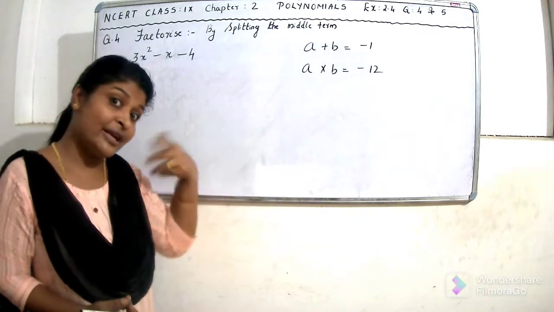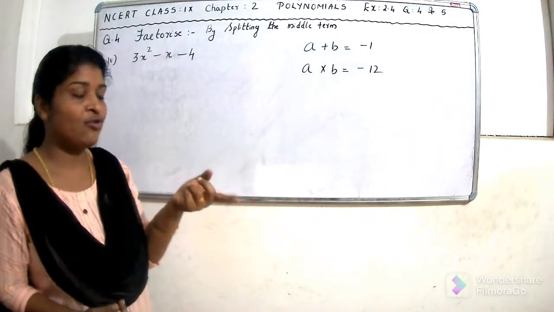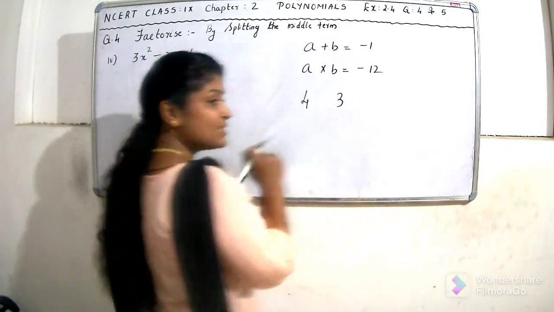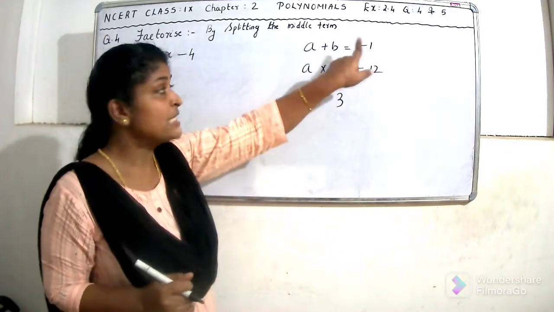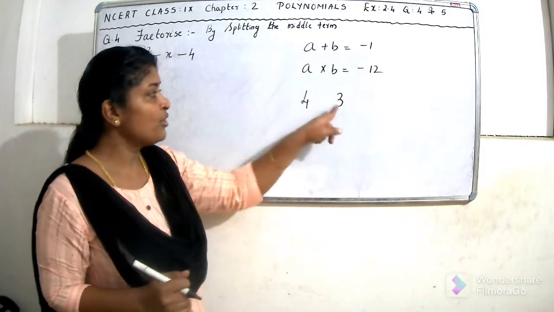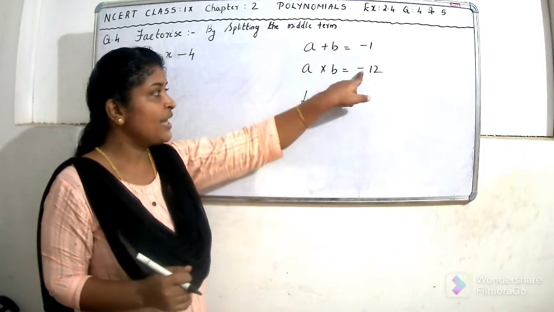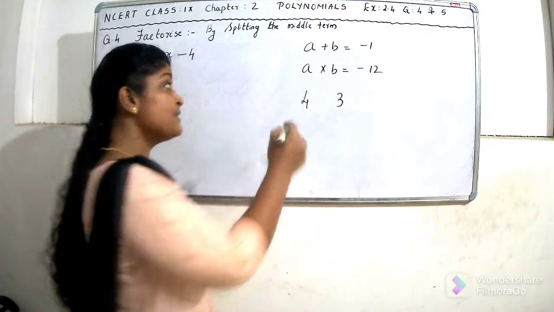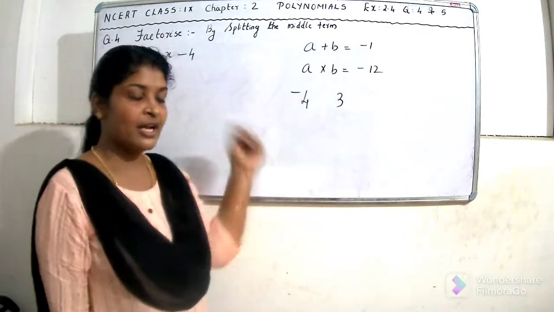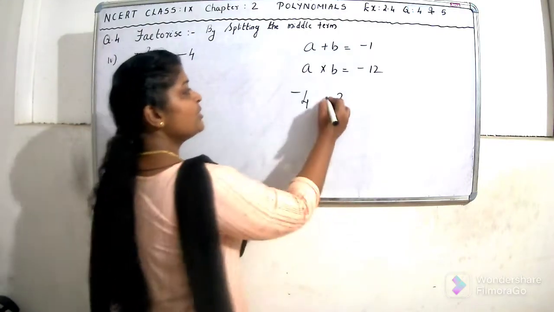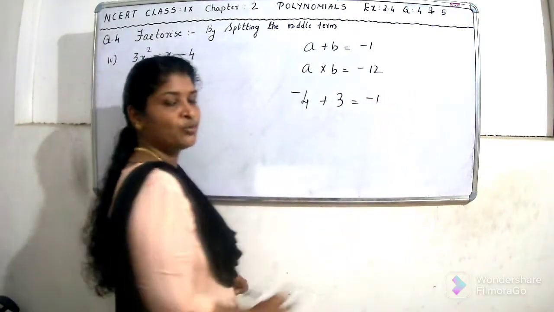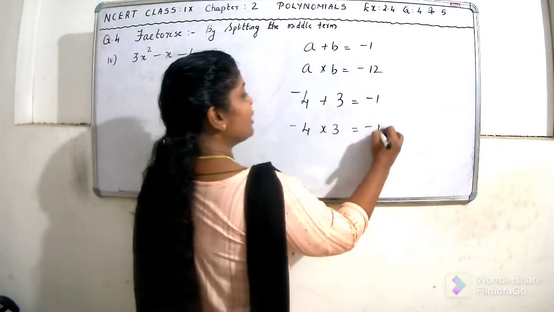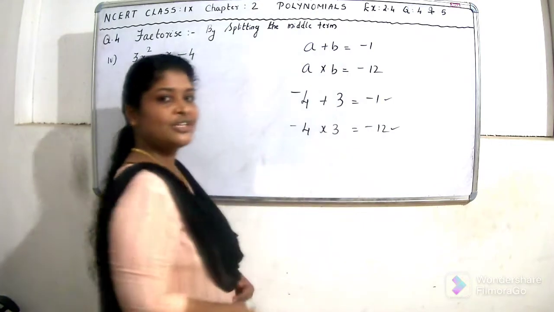So which are the two factors, 3 and 4? If we are selecting 4 and 3, the numbers are okay, but we have to satisfy the sign also. 4 into 3 is 12. The sign here is negative, because of the subtraction. That means the bigger number's sign is negative. Now when we subtract these two, we get negative 1. No problem. Now when we multiply, negative 4 into positive 3 is negative 12. So both the conditions are satisfied.